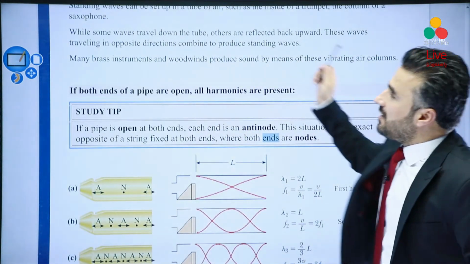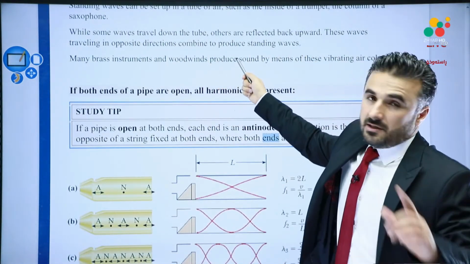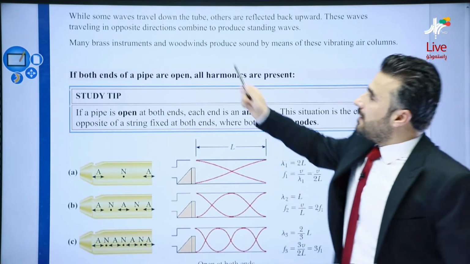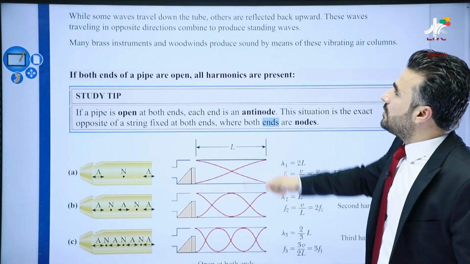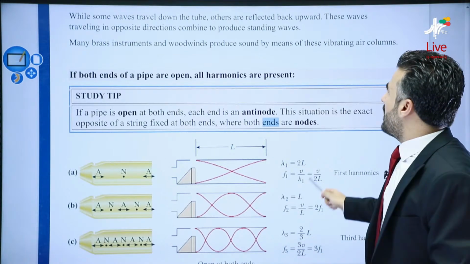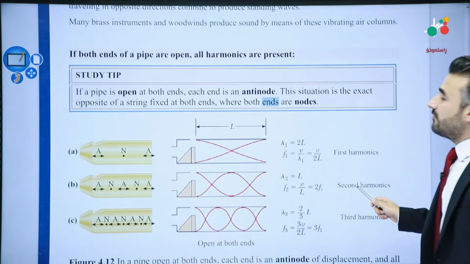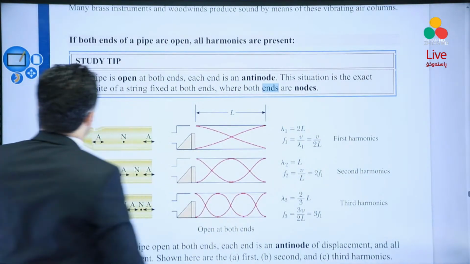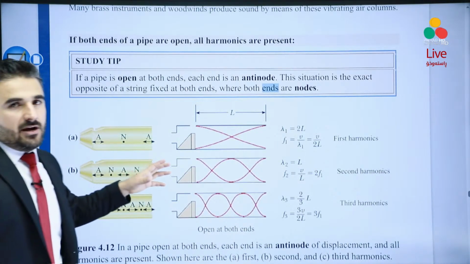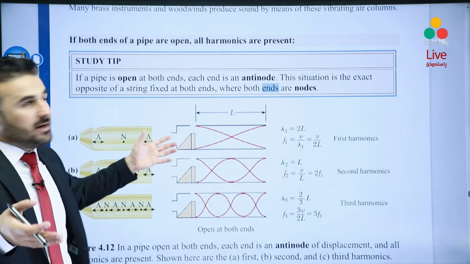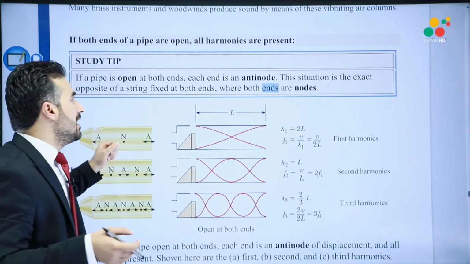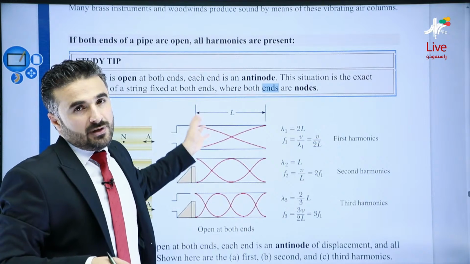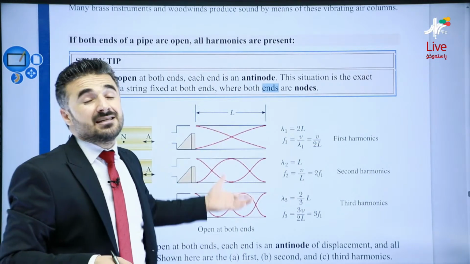Very good. So the waves traveling in opposite directions combine to produce standing waves. Many brass instruments and woodwinds produce sounds by means of vibrating air columns. Now watch this. We have columns of air, or pipes for short. Some of these pipes have both ends open, and in some others you can see one end is open.